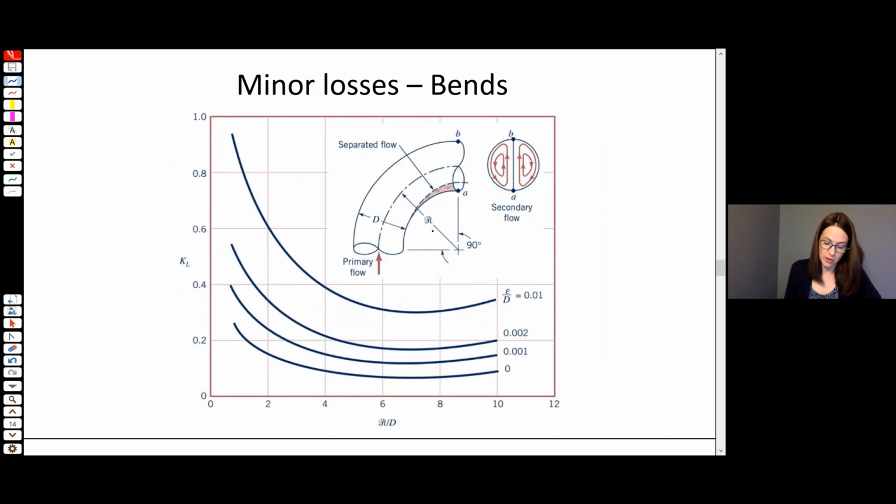Again, looking up the KL coefficient here depends on the radius of curvature of the bend. So you take that radius of curvature, divide it by the pipe diameter, and now it also depends on the roughness. So just like the Moody chart, you've got to figure out what your roughness is. If it's a smooth pipe, your relative roughness is 0. So you take R over D on whatever line you're on, and then where they intersect, you trace it back to the y-axis here and pick off your value of KL.